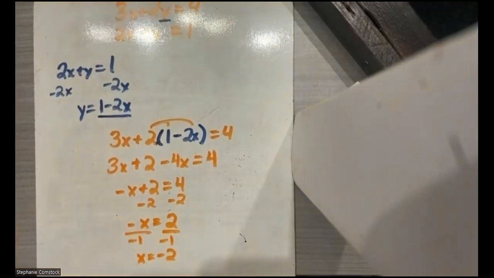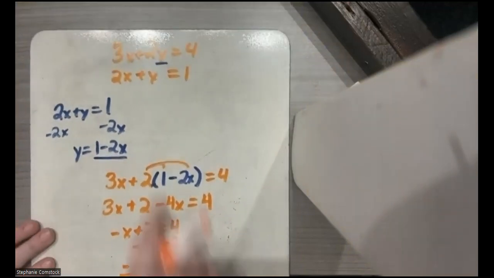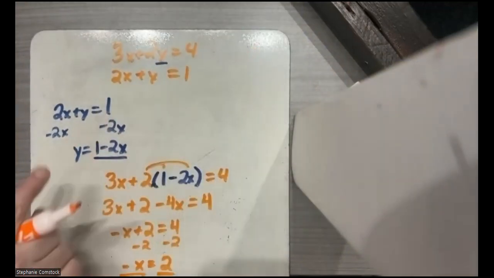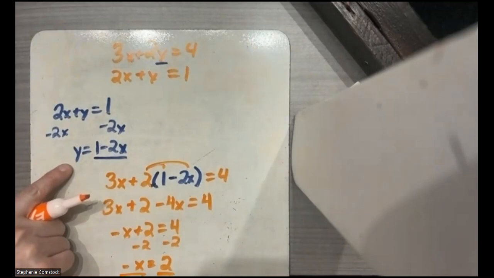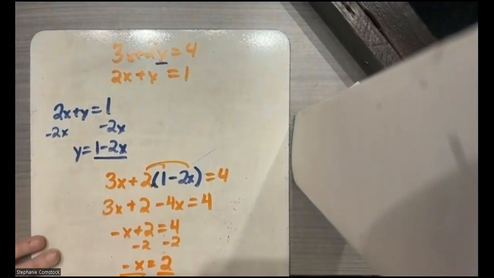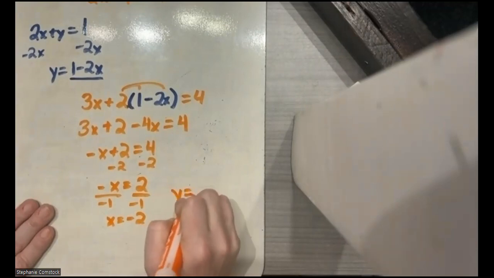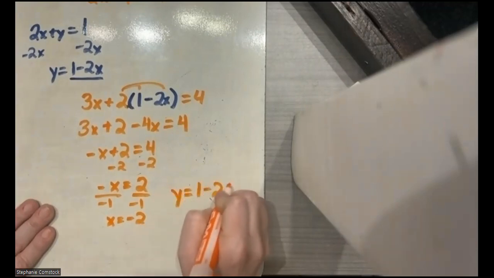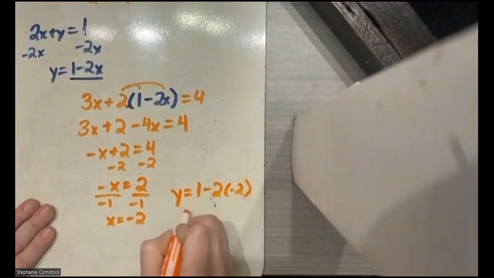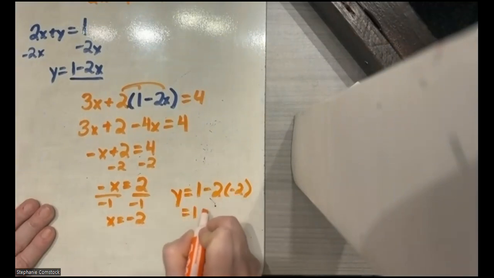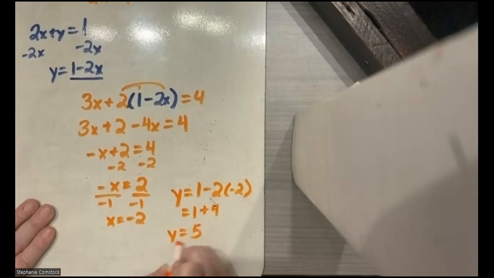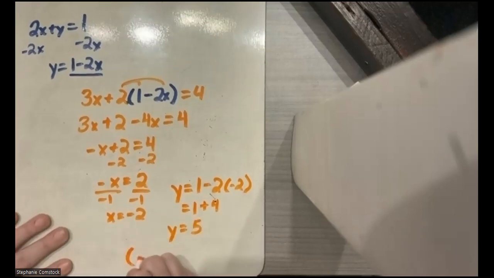Now, I can plug this back in to either this equation, or my personal favorite is the one where I did this isolation solve because y is already by itself. So now I can plug that straight in. So now I have y equals 1 minus 2 times negative 2. So that's 1, negative 2 times negative 2 is going to be positive 4. So I'm going to get that y equals 5. Now, if I have to write that in an ordered pair, negative 2, comma 5.